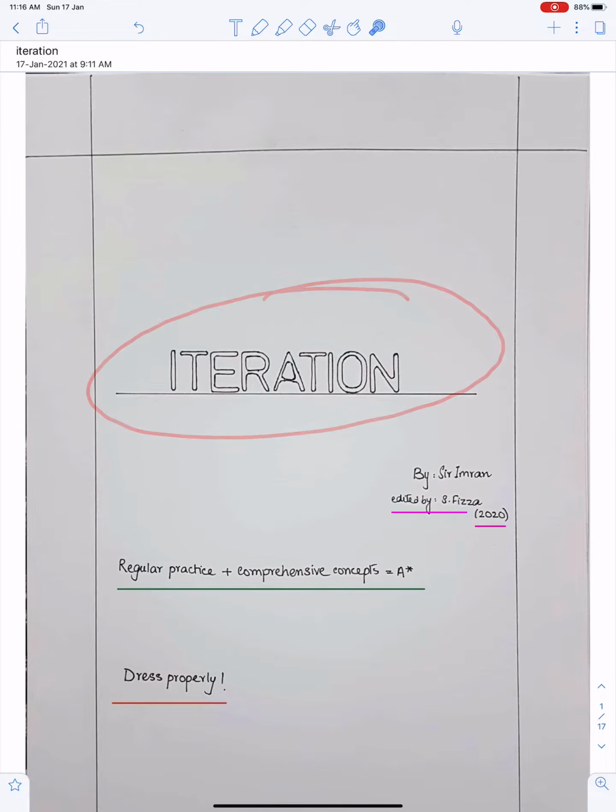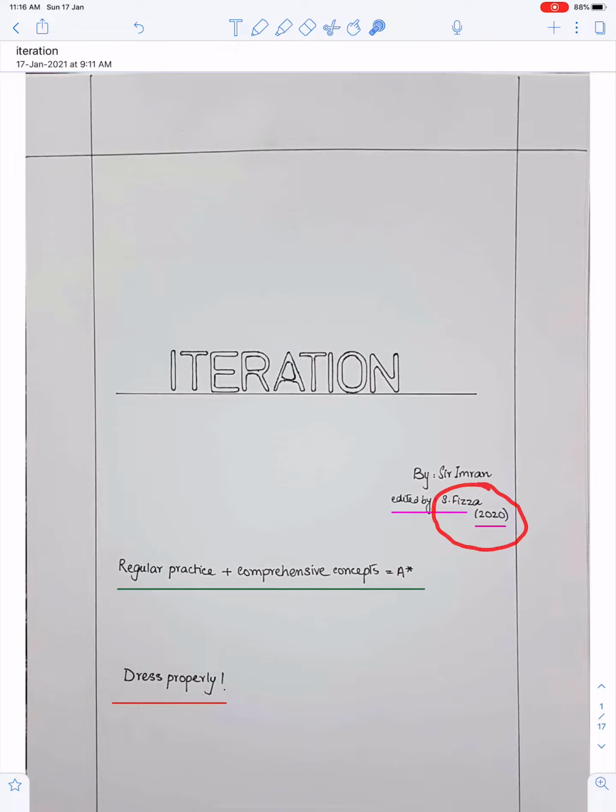Iteration. Iteration means numerical solutions of equations. Lecture 1. For this lecture, I am using the work of one of my best students, Miss Sayyida Fiza Kaisar of class 2020, the Lyceum.